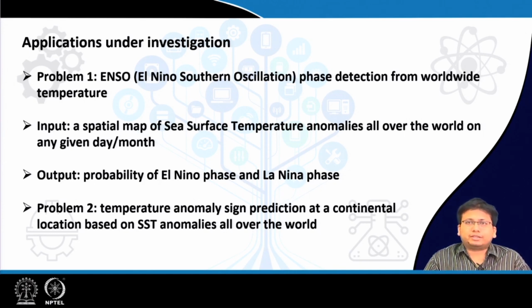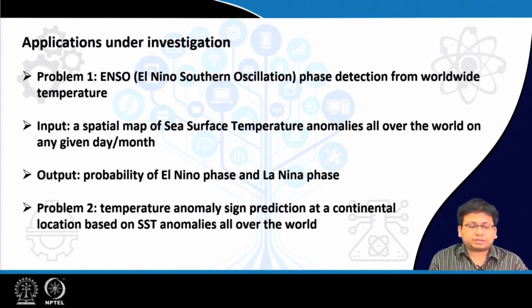Now this is a very fundamental concept, a very fundamental phenomenon in climate sciences, in the sense that although it happens in the central Pacific Ocean, its repercussions are felt all over the world, in different parts of the world. So the input is a spatial map of the sea surface temperature anomalies all over the world on any given day or any month.